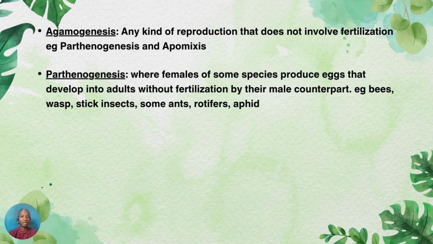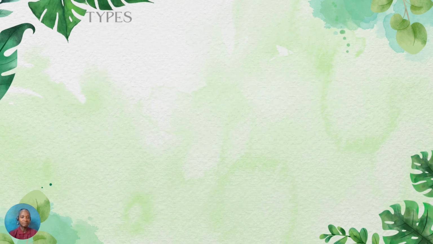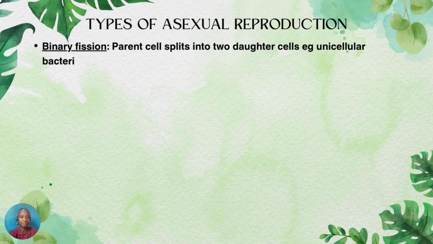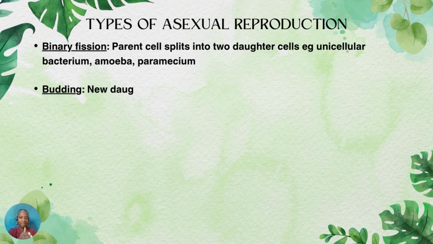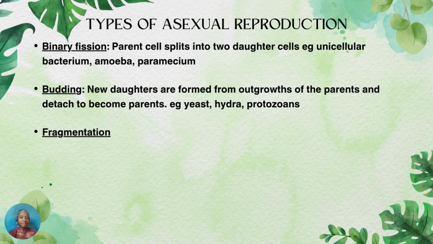All right, so we're going to now look at the types of asexual reproduction. The first one is binary fission. What is binary fission? It's parents that split into two. First of all, the nuclei will split, and then the other cell organelles, usually in a unicellular organism, will split and form two daughter cells. Okay, these are usually found in bacteria, amoeba, and paramecium.